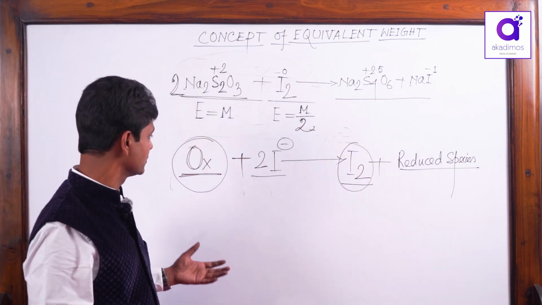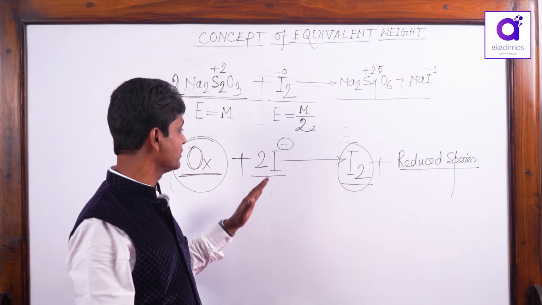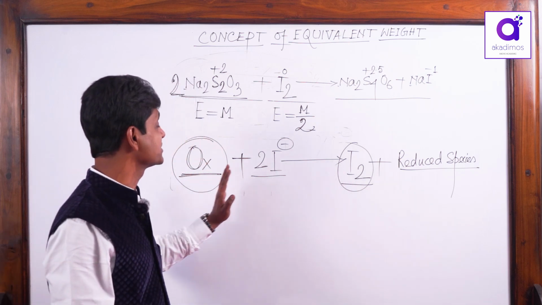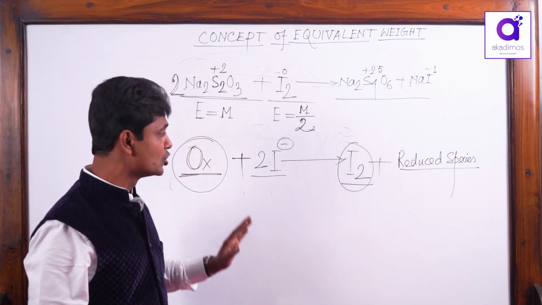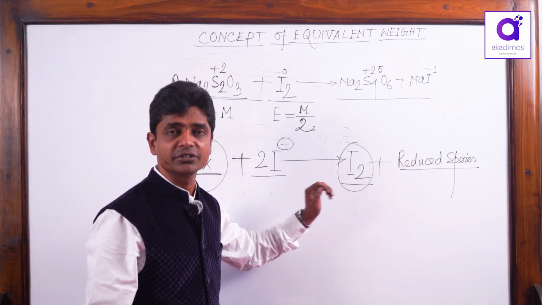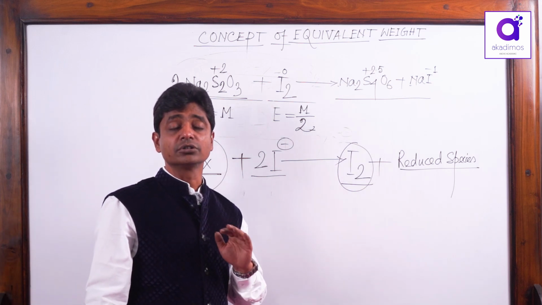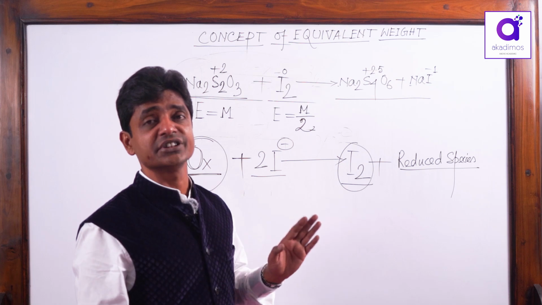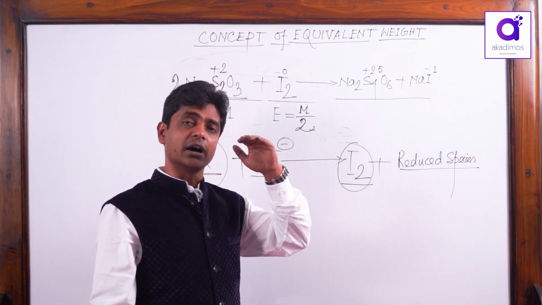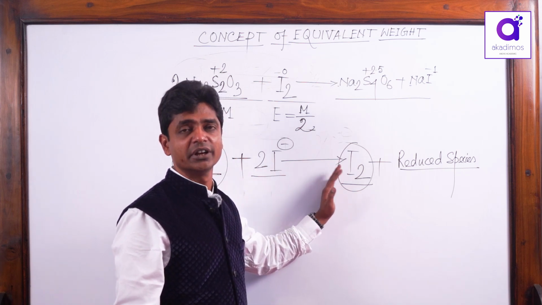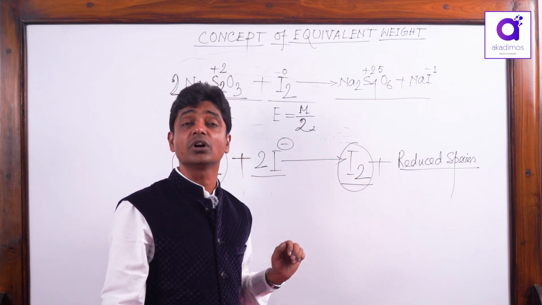I can say H2O2 in acid medium oxidizes iodide to iodine. Ozone oxidizes iodide to iodine. Any transition metal which shows variable oxidation state, their higher oxidation state oxidizes I minus to I2, itself reducing to the lower oxidation state.